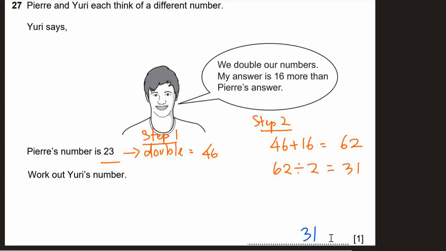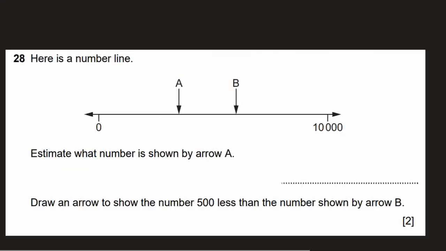Here are the answers and explanation. Question 28 is a number line. Estimate what number is shown by arrow B. Draw an arrow to show the number 500 less than the number shown by arrow B. One minute from now.